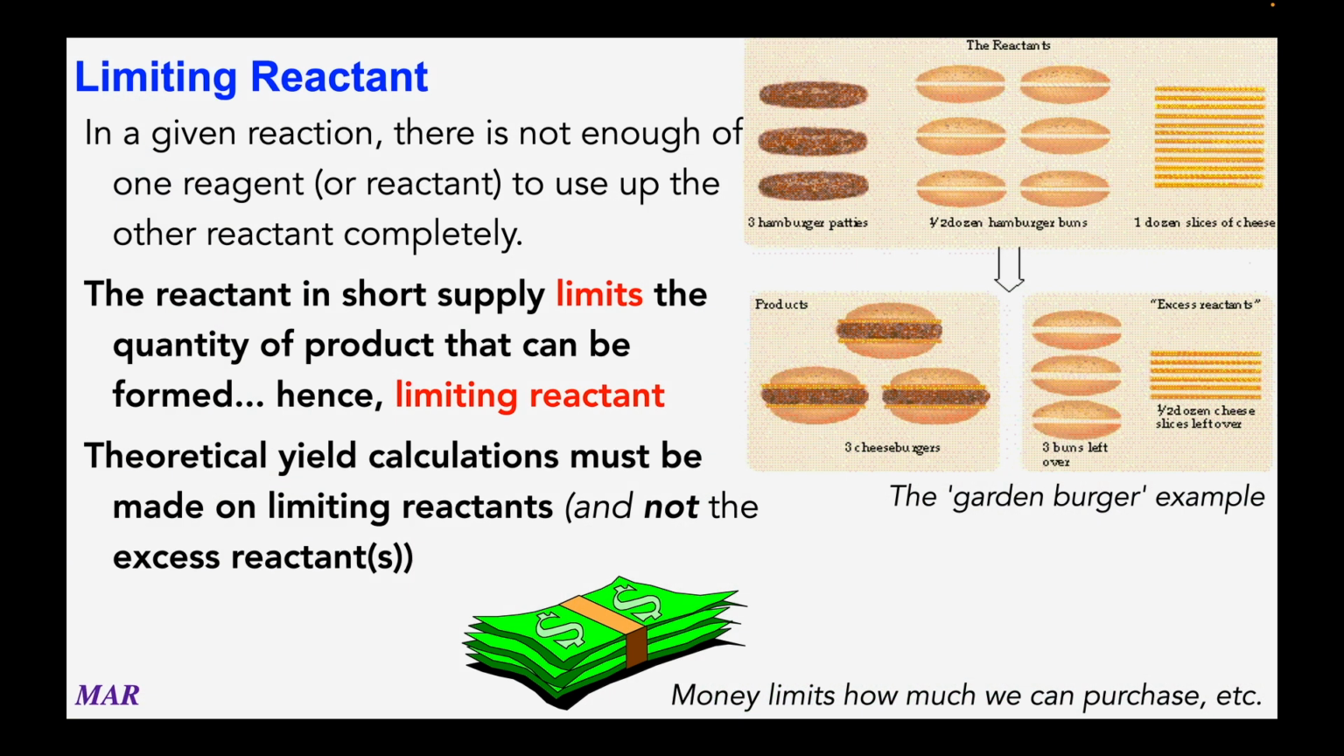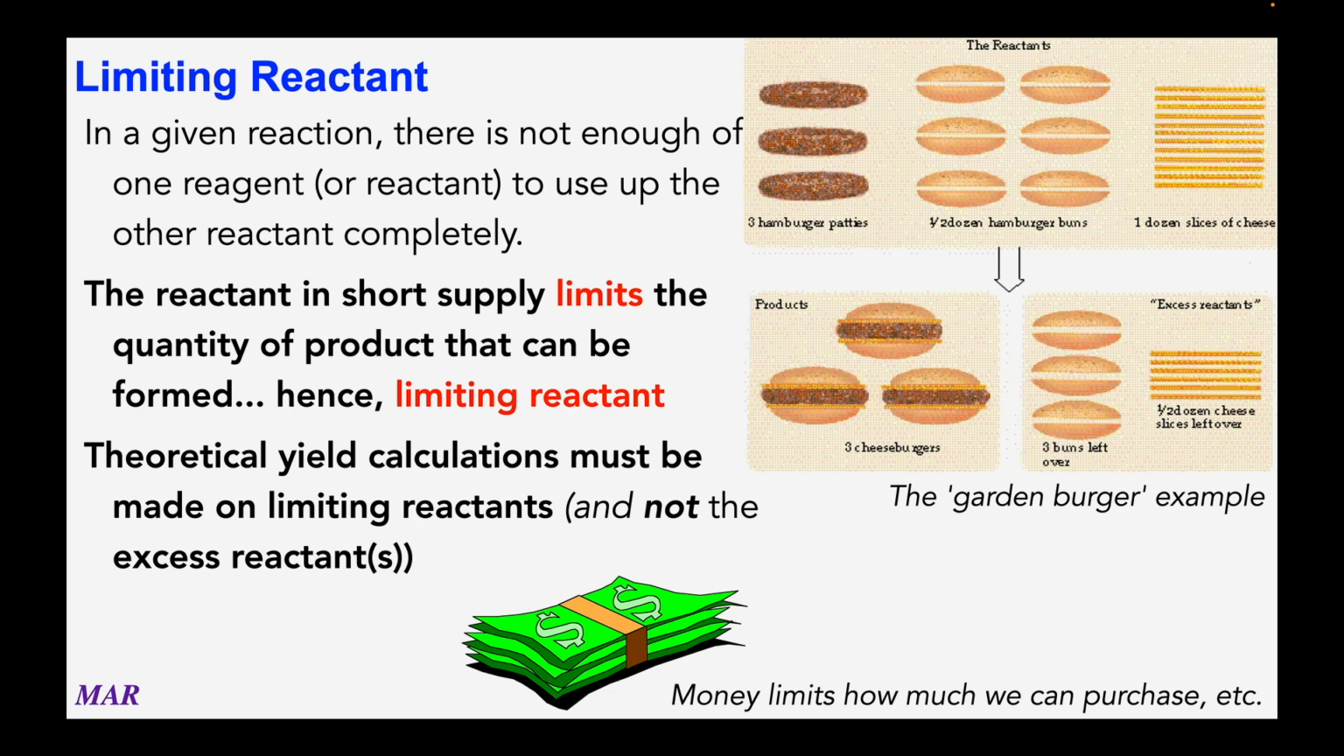Another really important concept in this world is what's called the limiting reactant. All right. And in a limiting reactant situation, you have two or more reactants, and almost inevitably, one of them is going to limit how much product you can actually make. So the limiting reactant.